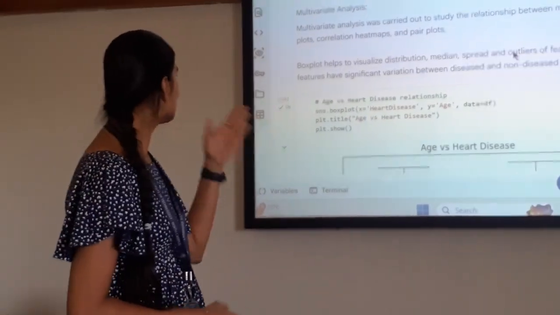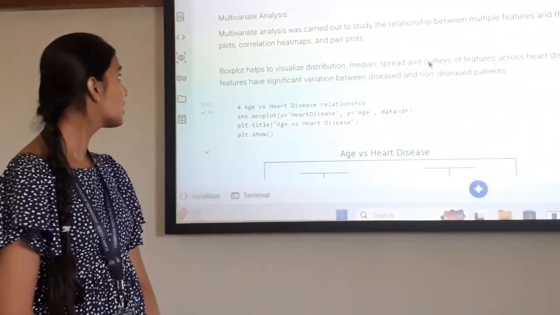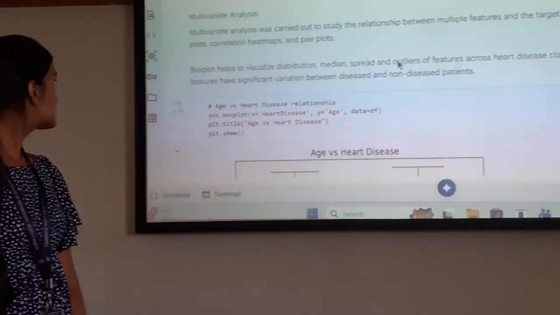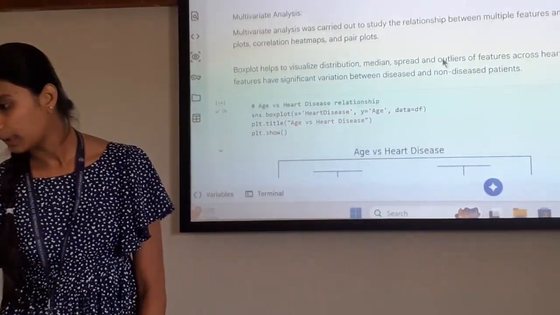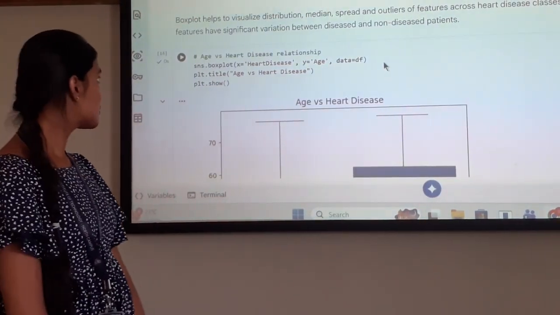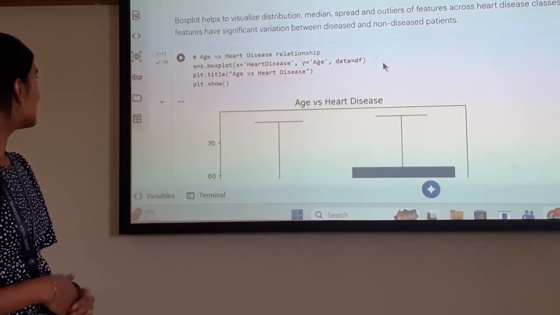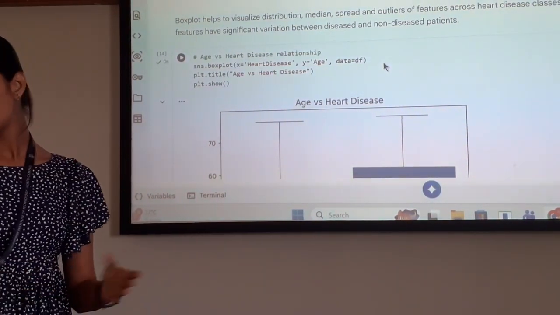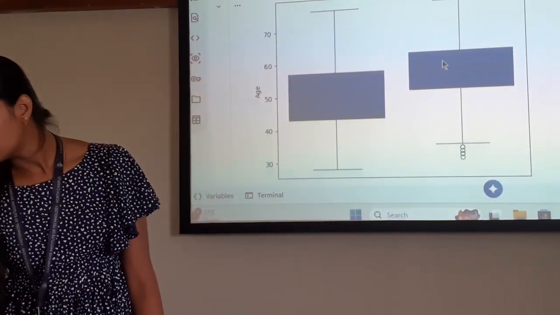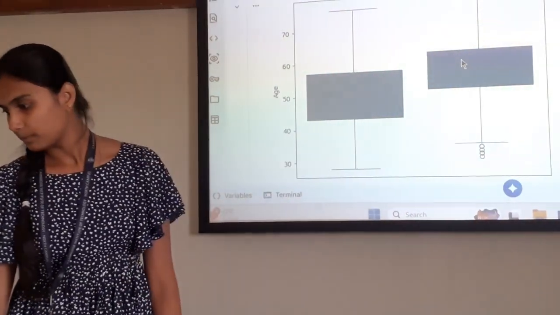Moving on next to multivariate data. Multivariate analysis was carried out to study the relation between multiple features and the target value using box plots, scatter plots, correlation heat maps and pair plots. The box plot helps to visualize distribution, median, spread and outer limits of features across heart disease classes. It clearly shows which feature has significant variation between diseased and non-diseased patients. Here it is showing that people around age 50 to 60 have more heart disease.